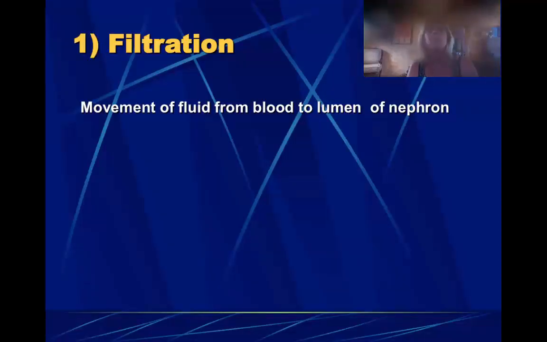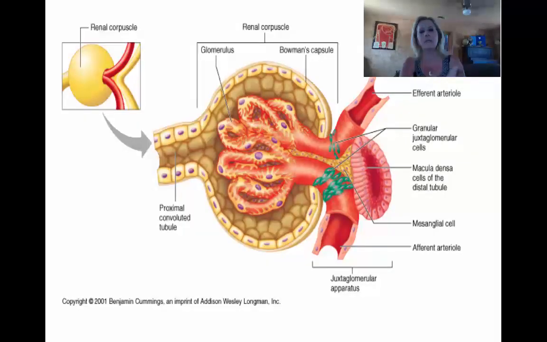All right, so the first thing we're going to talk about as far as the nephron is concerned is the process of filtration, which again is moving fluid, moving substances from the blood into the lumen of the nephron. So the next portion that we're going to talk about that deals with filtration is the glomerulus. And the glomerulus is made up of essentially two components. The first is the renal capsule, or the glomerular capsule, also known as Bowman's capsule.